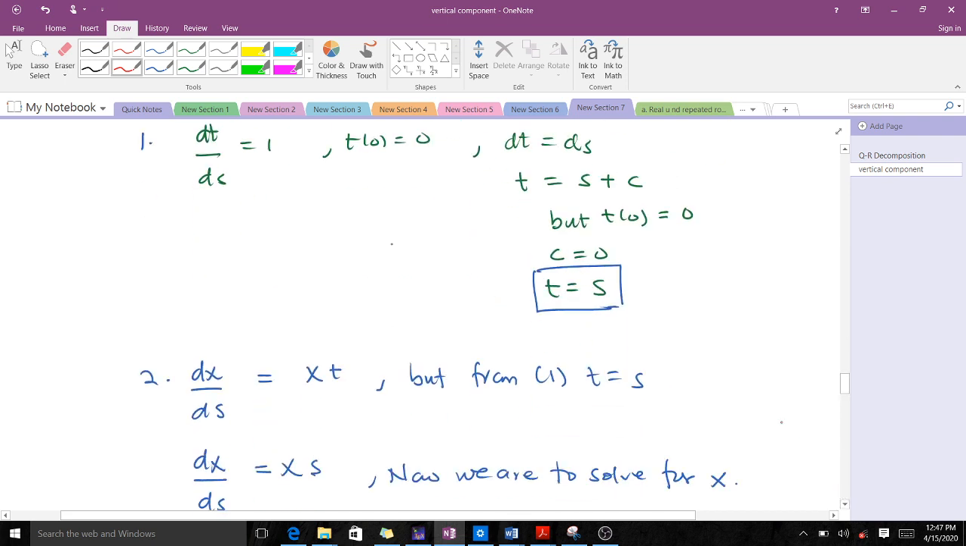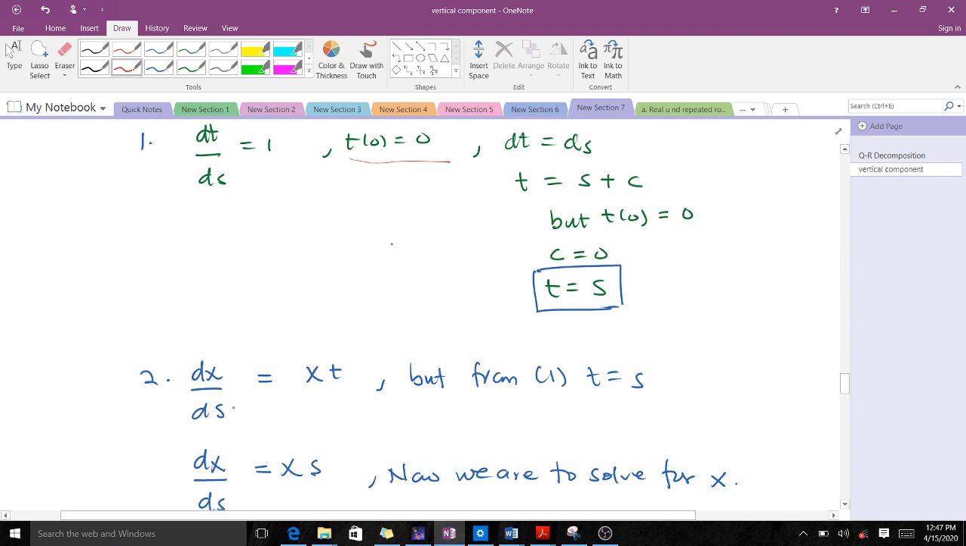So solving the characteristic equations, this is the first characteristic equation. To solve it, we get dt/ds equal to 1. Integrating both sides gives us t is equal to s plus c. When we put in our initial condition here, we get c to be 0. So t will be equal to s.